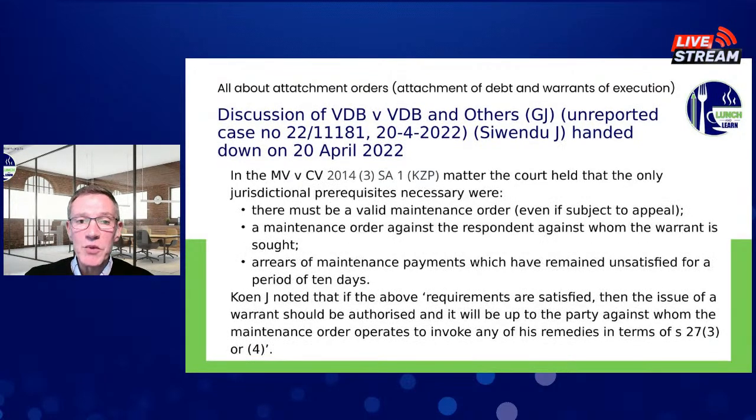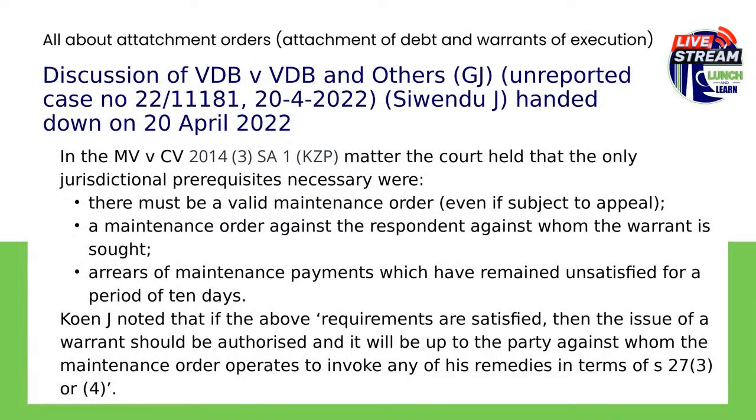So what transpired in this case, which was quite interesting, is that in the VDB case, the judge referred to MV versus CV, a 2014 case. This case is also available under the resource section that you can download. This was a matter that was dealt with in KZN, and the court held that the only jurisdictional prerequisites necessary were that there must be a valid maintenance order, even if it is subject to an appeal, and that the maintenance order should be against the respondent against whom the warrant of execution is sought, and then there should be arrears of maintenance payments which have remained unsatisfied for a period of 10 days.